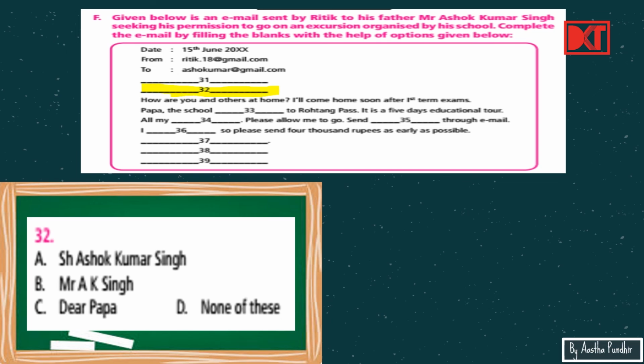Okay, next up we have 32. Here what do we write? Shri Ashok Kumar Singh, Mr. A.K. Singh, dear Papa, none of these. Now this is an informal email. A son is writing to his father, so he's not really going to write Shri Ashok Kumar Singh. This is to inform you, right? It's going to be pretty informal. So it's going to be dear Papa, right?